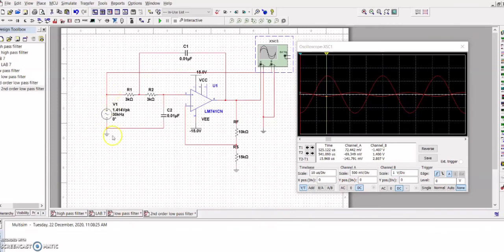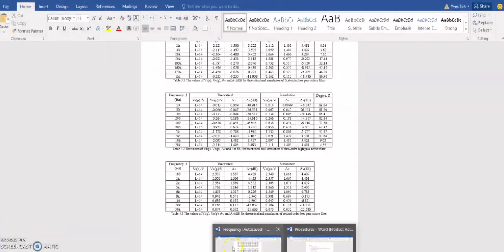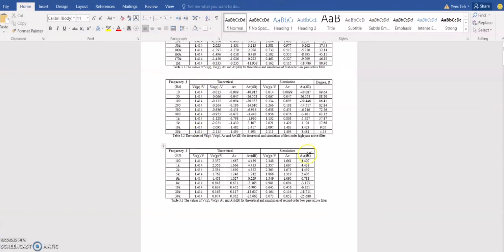Then we change the frequency from 100 Hz to 30 kHz, and the results are recorded. The recorded Vout is here. After we get the Vout, we can calculate the AV and AV in decibel. From the AV in decibel, we can plot a graph using AV and frequency. The graph AV against frequency is plotted.